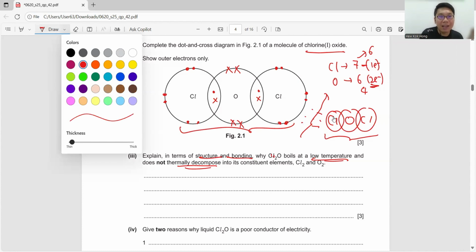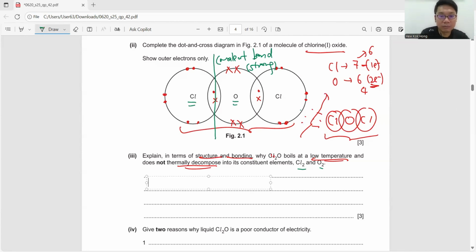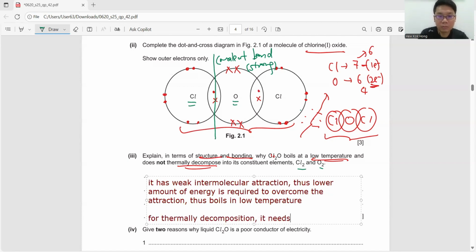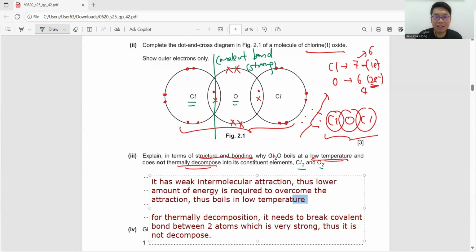But why are they unable to decompose into this and this? Because to decompose, they need to break the bond between the atoms. And this is a covalent bond, which is strong. So that's why you need to explain based on these two. This is how you write it.